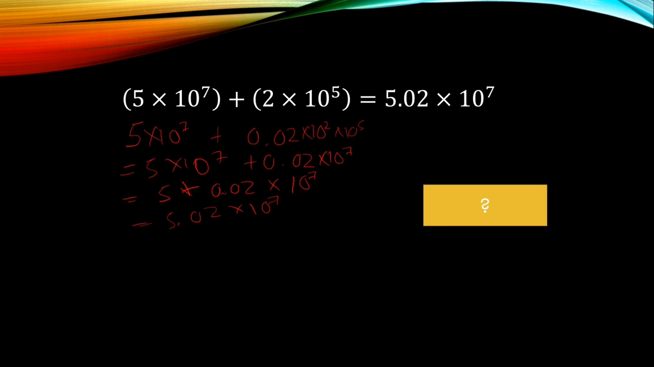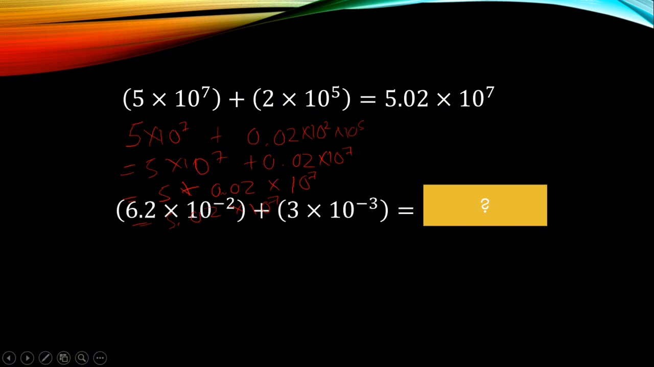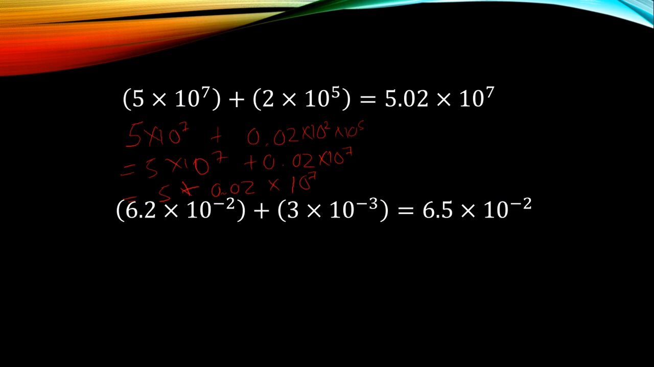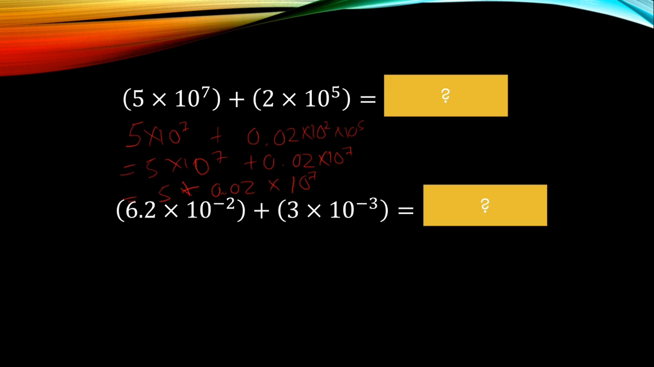Another problem. In this next problem, we have 6.2 times 10 to the power minus 2 plus 3 times 10 to the power minus 3. Take note now that these powers are negative, so what we can do here is to work around these numbers so that we can get either both in powers of minus 2 or powers of minus 3, and then we can do our working. I think it would be easier to use the bigger power, considering that on the number line minus 2 is bigger than minus 3.